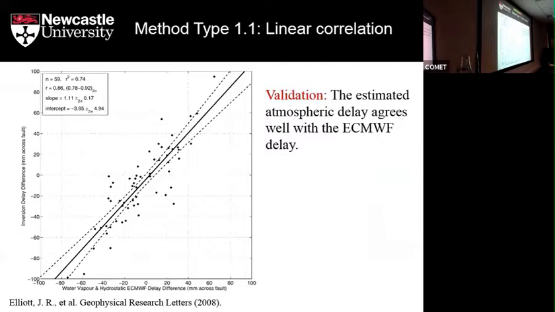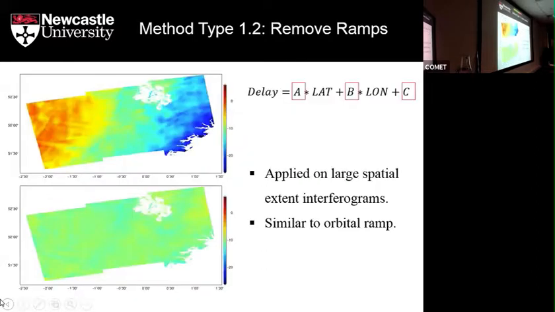Another typical method is to remove the long wavelength signal. You can see this interferogram in the UK also has a very clear long wavelength signal, but the magnitude is very large. And we can use a 2D surface to simulate this signal and remove it. This is after long wavelength signal removal. Also, you can see from this figure that even after you have corrected the topography-related signal, some long wavelength signal still exists. You can still use this measure to remove that long wavelength signal.